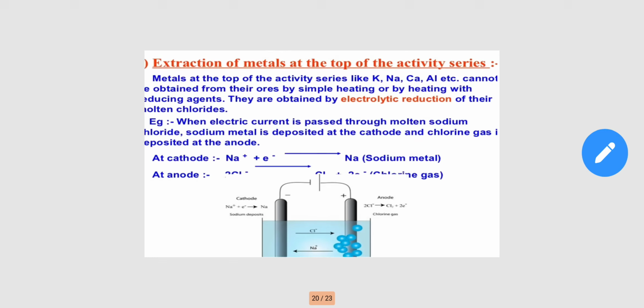Okay. For example, when electric current is passed through molten sodium chloride, sodium metal is deposited at the cathode and chlorine gas is deposited at the anode. At the cathode, the reaction is Na+ plus electron gain, and it forms sodium metal. At the anode, 2Cl- gives Cl2 and releases 2 electrons. It's a chlorine gas.